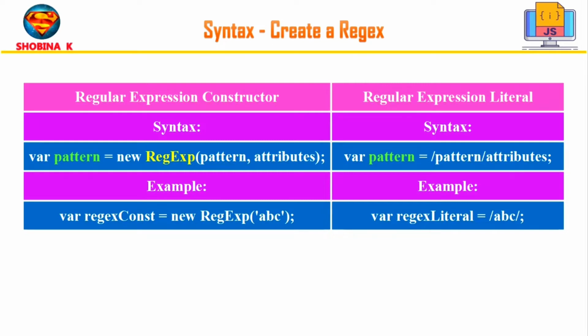Now what are the pattern and attributes here? Basically, pattern is a string that specifies the pattern of the regular expression or another regular expression. Whereas attributes is an optional string containing attributes that specify global, case insensitive, and multi-line matches. And there are different methods and ways of defining regular expressions in JavaScript.